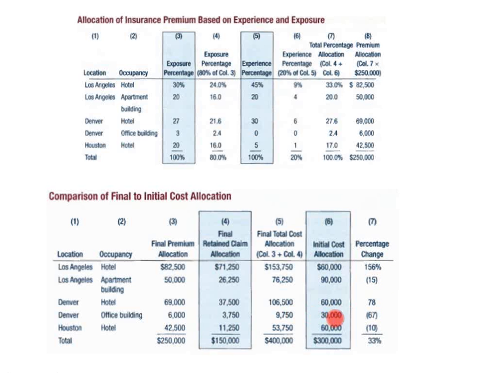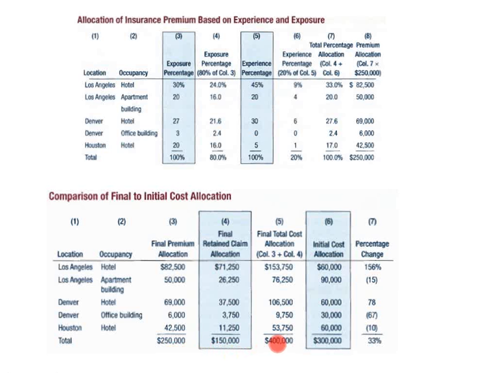Their buildings originally was 30,000, but really the final cost, because they haven't had very high experience, is only going to be 9,700 or 9,750 instead of 30,000. And we still come up with the same dollar amount of the total claim cost allocation, or the 400,000 that we're going to spend, the 250 plus 150, or 400.